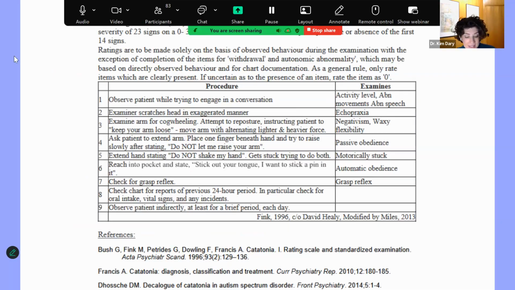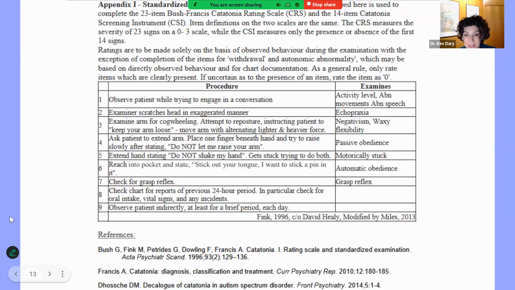Now, when I do this, I typically will pull the parents outside of the room and explain what I'm going to do, because the physical exam is an odd one sometimes. You're asking the patient to do things and you're kind of tricking them in a way, and you're really looking at, are they going to follow your commands without even thinking about what you're saying? And the classic one is, you reach into your pocket and state, stick out your tongue, I want to stick a pin in it. That can be scary for parents to hear.